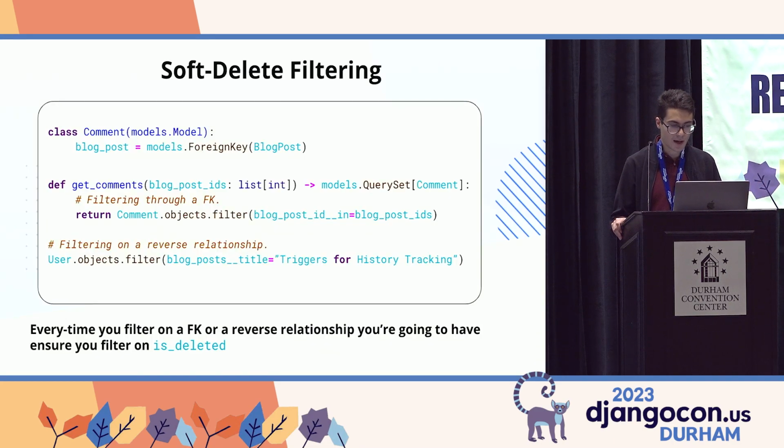And like I was just saying, every single time, whether through a direct foreign key or a reverse relationship, we're actually going to be including deleted objects here, which is not what we would want, and maybe not what other developers would expect unless there's an established pattern of soft deletes in the code base.